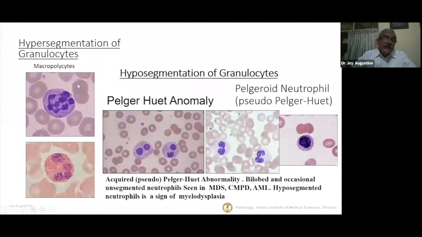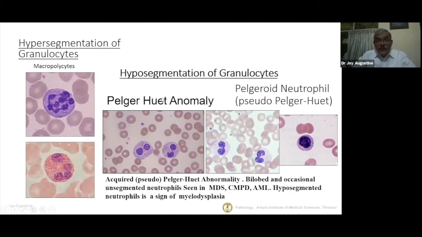Hypersegmentation of granulocytes. Generally, the hereditary form is quite rare, and generally not associated with any specific symptoms. While the macropolycytes or multilobulated cells which you see in megaloblastic anemia are of course symptomatic.